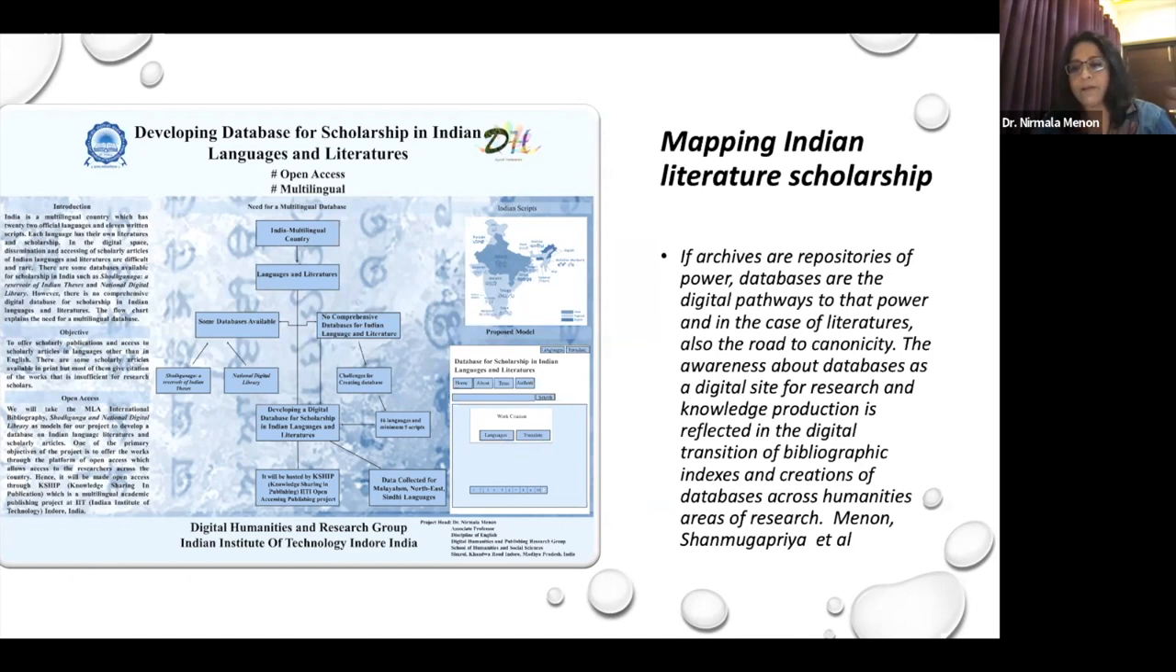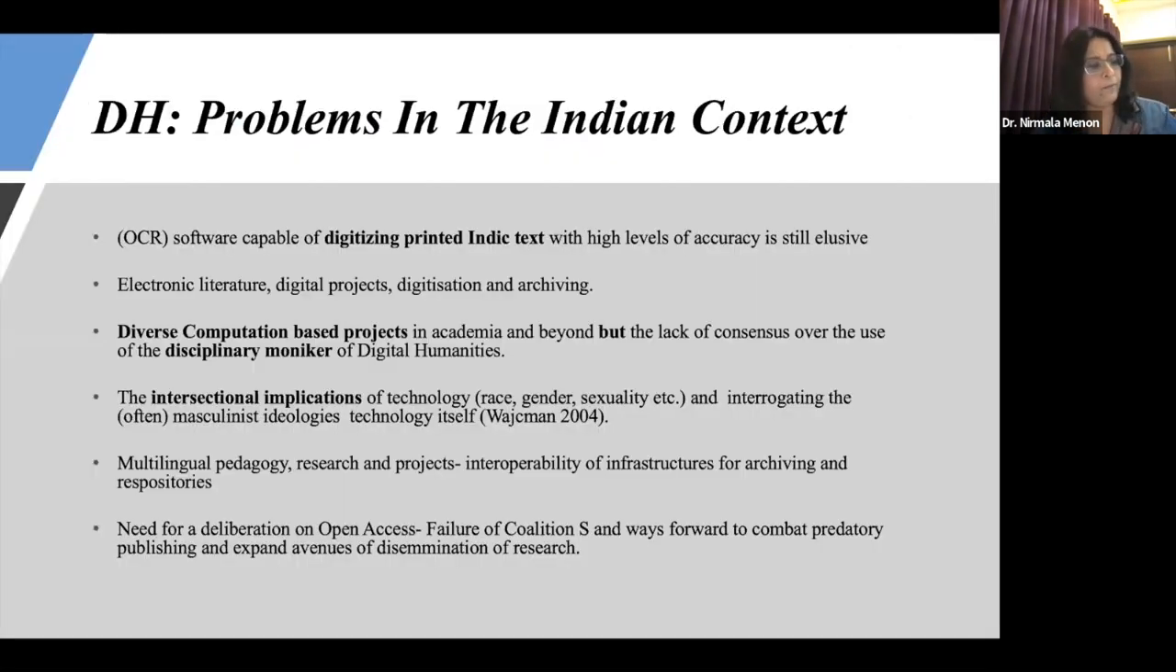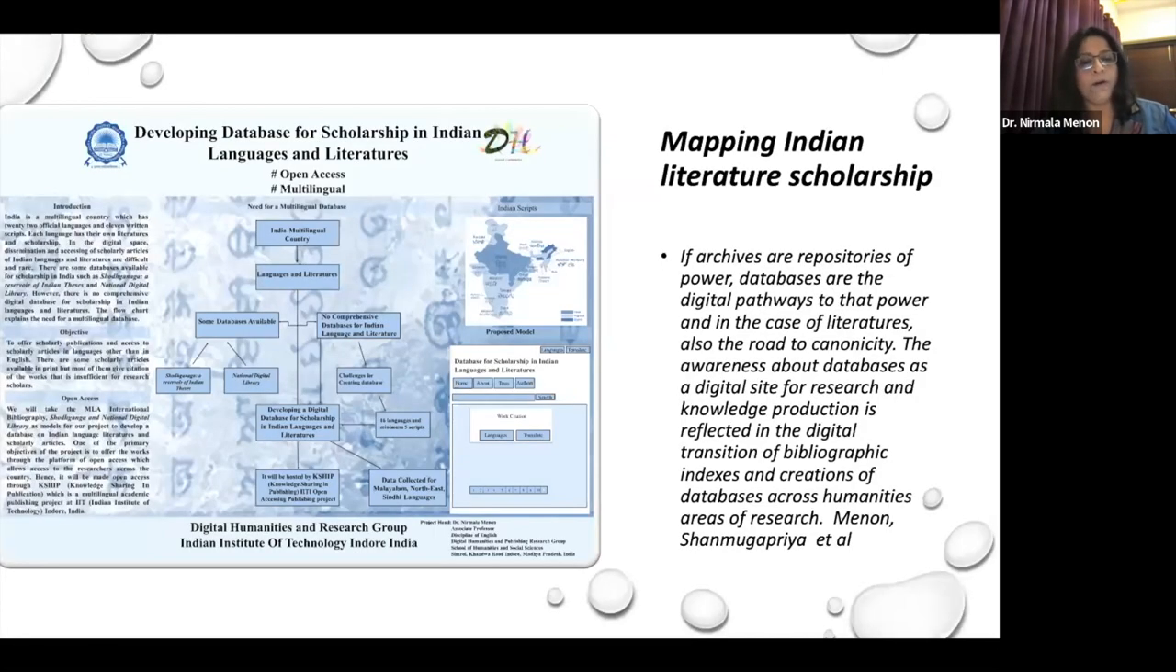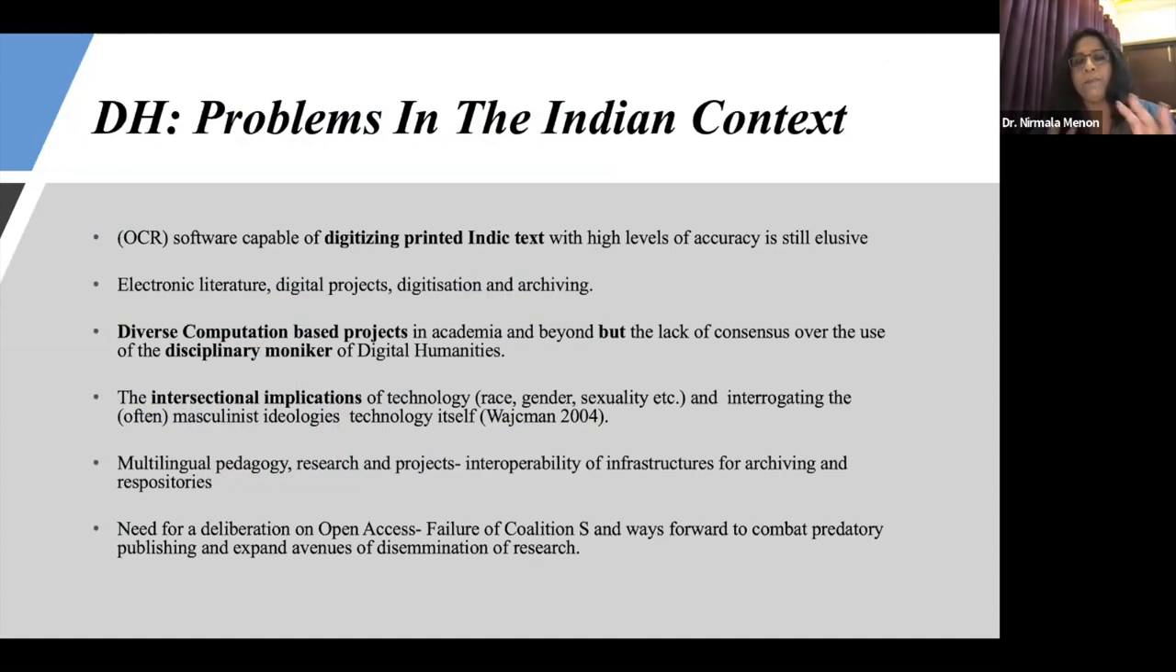Right. So before I go to the open access publishing platform and talk about that as an infrastructural project, I just wanted to say that, in summary, what are some of the big DH problems that I see in the Indian context? These are certainly not comprehensive, but they are problems that many of us have faced in many of our individual projects. One is, certainly a big one for many of us, OCR software that is capable of digitizing printed Indic text with high levels of accuracy. So we do have some languages that have better accuracy than others, but even the best of them have only accuracy levels of like 75 or 78%, which is not enough.